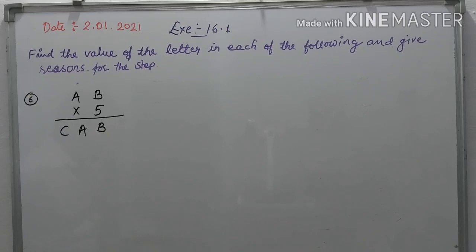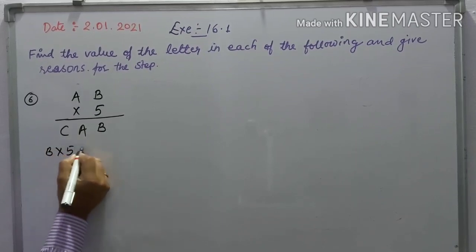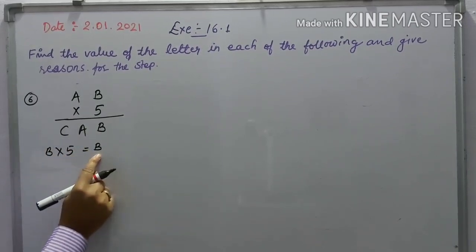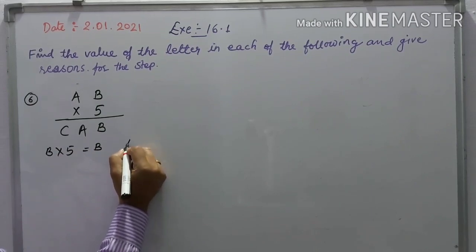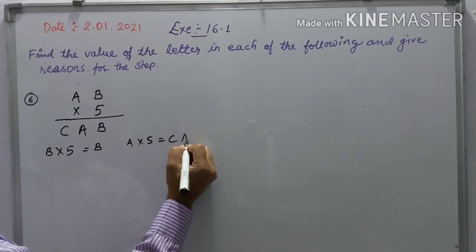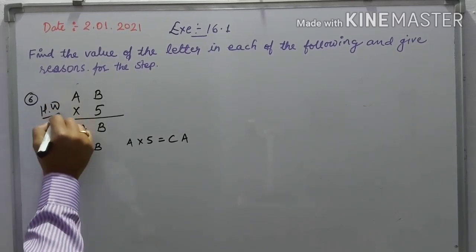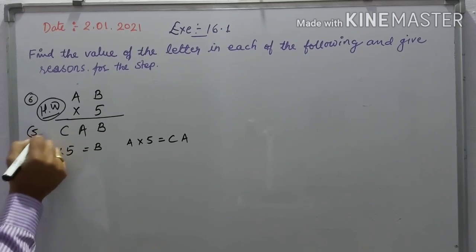Okay, now start again. B into 5 is equal to B, it is the first step, and in the second step the value of A into 5 is equal to, the answer will come the same, CA. Okay, this question is similar to question number 5, so you try this question. This is a homework question because it is similar to question number 5.